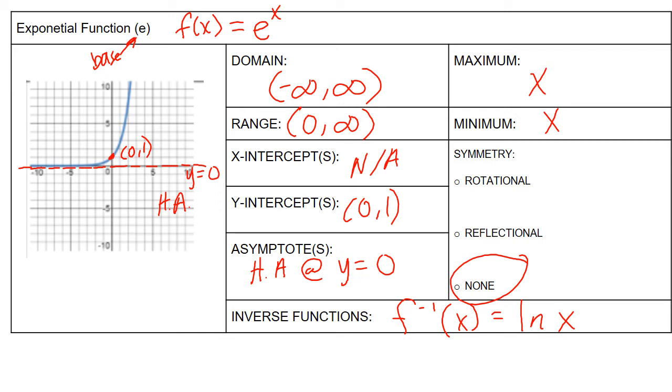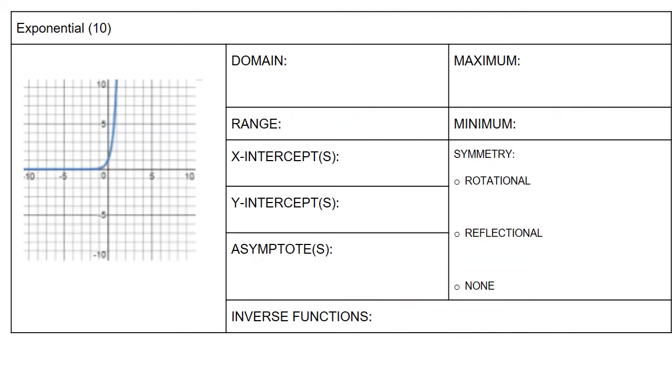All right, so for the next three, the properties are going to stay the same. What's going to change is the inverse, but all the properties are going to stay the same for the next two exponentials. Okay? So let's look at exponential 10. Now I have a base 10. So we have f of x equals 10 to the x.